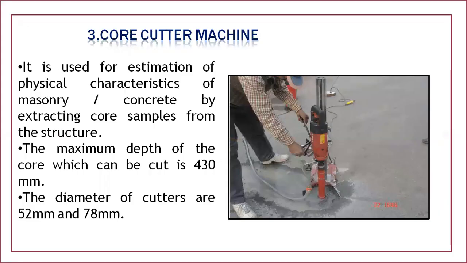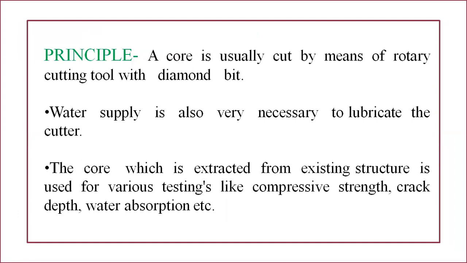Third one is the core cutter machine. It is used for estimation of the physical characteristics of concrete. Nominally, we'll be taking the samples initially at the experimental levels. The maximum depth of the core which can be cut is about 430 mm, with diameters of 52 to 78 mm. Coming to its major principle, the core is usually cut by means of a rotating cutting tool, and the material utilized for the cutting tool is a diamond bit.